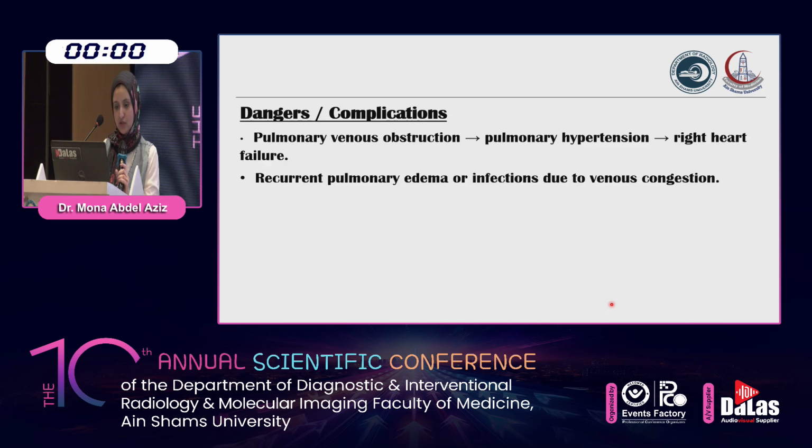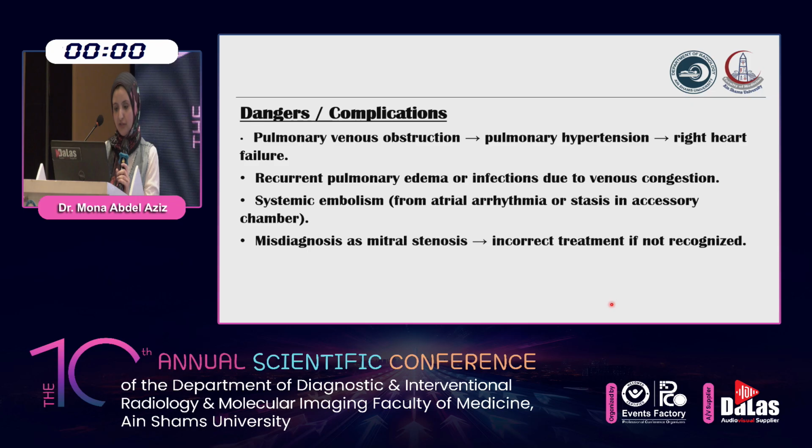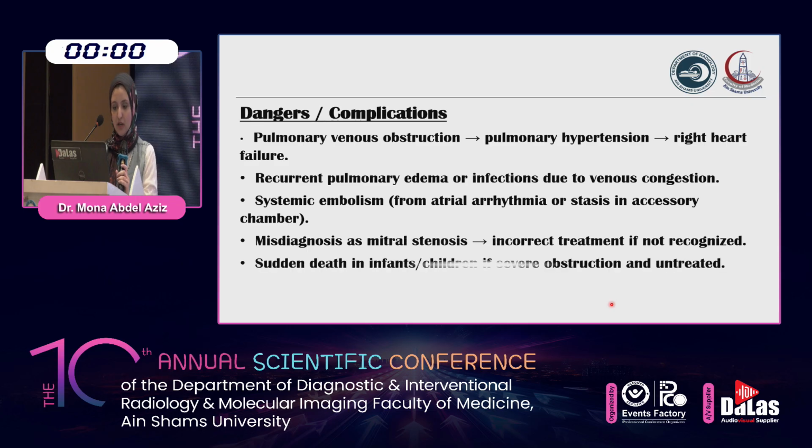So our complications are pulmonary venous obstruction, pulmonary hypertension, up to right-sided heart failure, and recurrent pulmonary edema or infections due to venous congestion. Atrial arrhythmia may happen, causing systemic embolism. When misdiagnosed clinically as mitral stenosis, the patient may receive incorrect treatment if not recognized early, and it may cause sudden death in infants and children if severe obstruction happens and remains untreated.